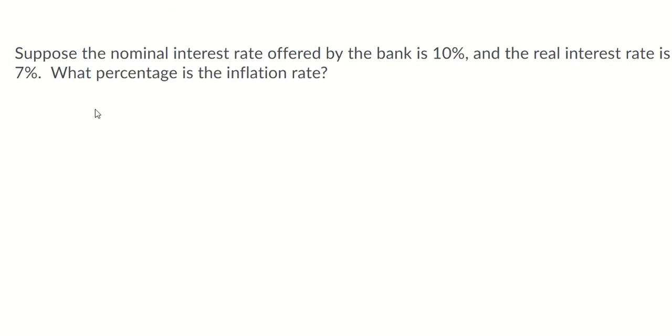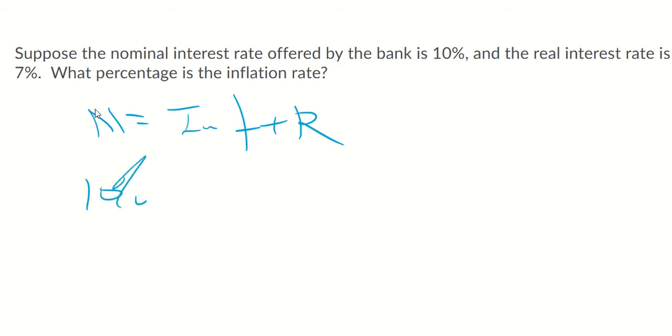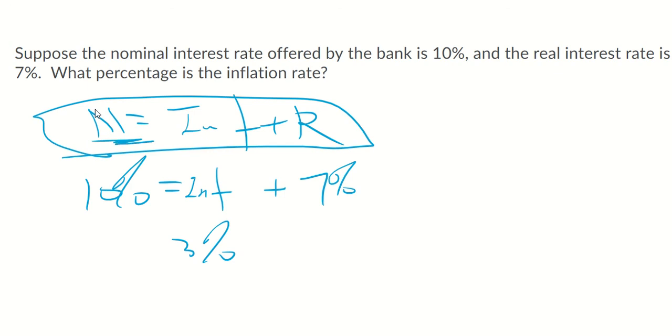All right, so the last question is actually very simple. Suppose the nominal interest rate for the bank is 10%, and the real interest rate is 7%. How much is our inflation? Your nominal rate equals your inflation plus the real rate. Nominal rate is 10%, your real interest rate is 7%, then our inflation is just 3%. Okay, so just know this formula here. Your nominal equals your inflation plus the real interest rate.